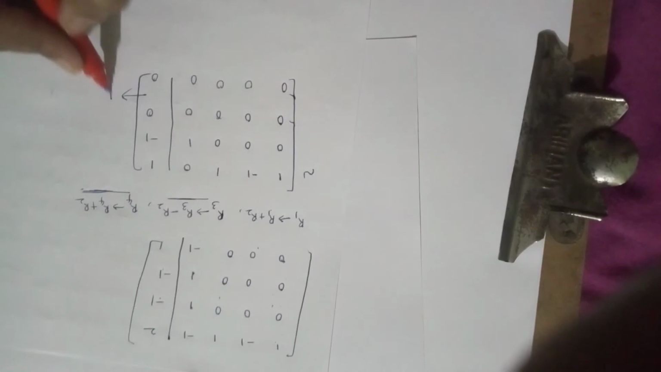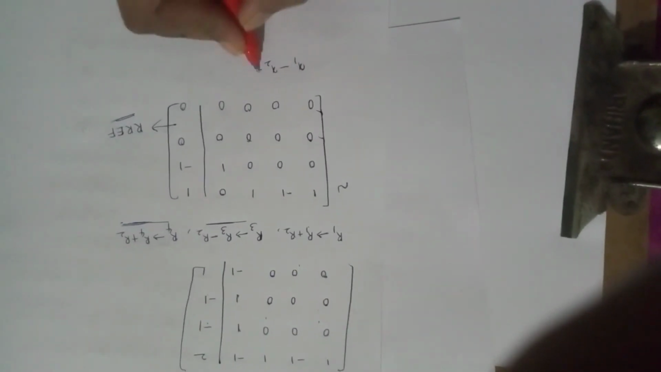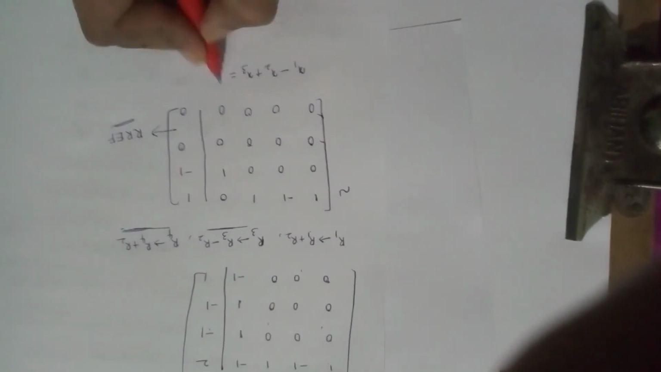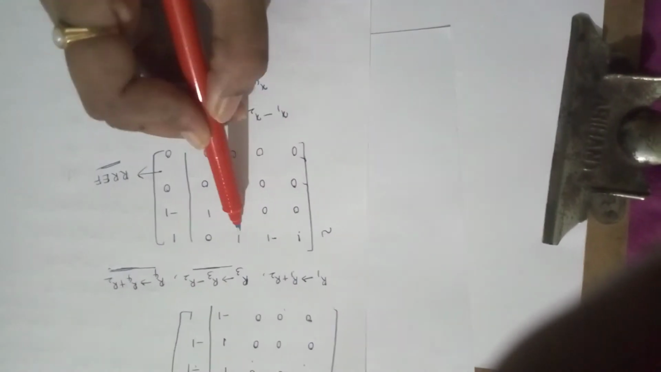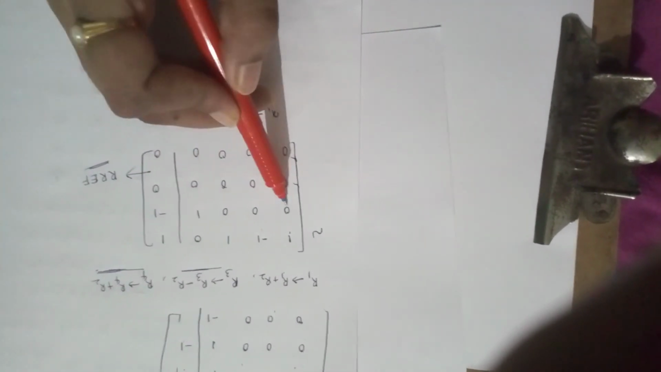Okay, so now we have to reduce. This is the reduced row echelon form. In that I am writing the equations here. So x1 minus x2 plus x3 is equal to 1, and next x4 is equal to minus 1. See here, x1 minus x2 plus x3 is equal to 1, and x1 0, x2 0, x3 0, x4 is equal to minus 1.